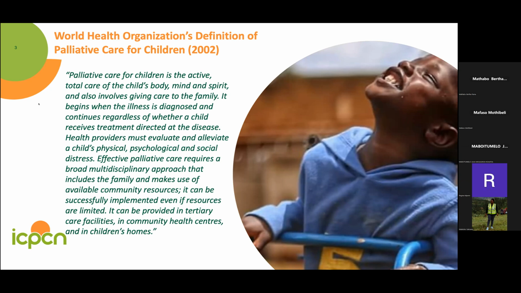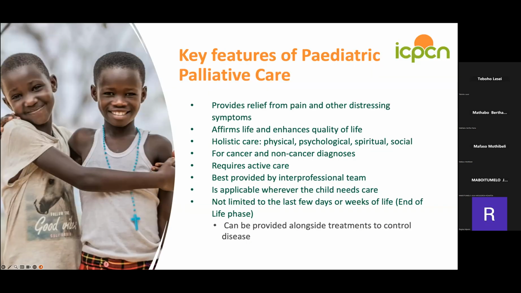I also like this because it talks about a multidisciplinary approach. And I know that on this call, we are from a range of disciplines and we need to work together. Palliative care can be provided when resources are limited, and we provide care wherever we find the child and their family. All components that are so important for us. In this session, I'm just going to talk about some of the key principles of children's palliative care, and I'll point you in the direction of more resources if you would like to read more.